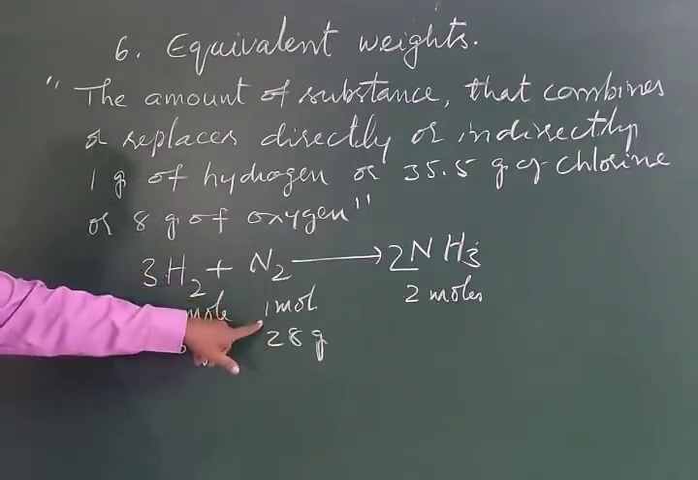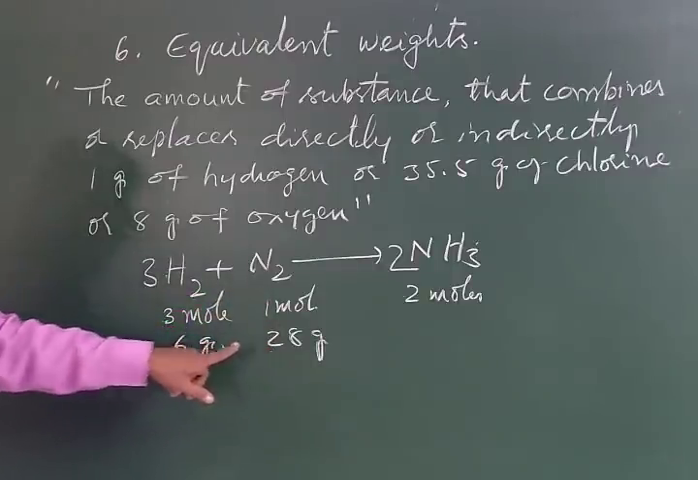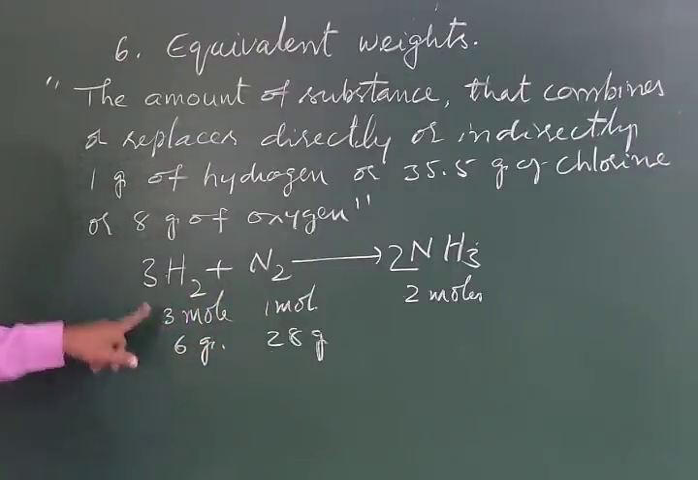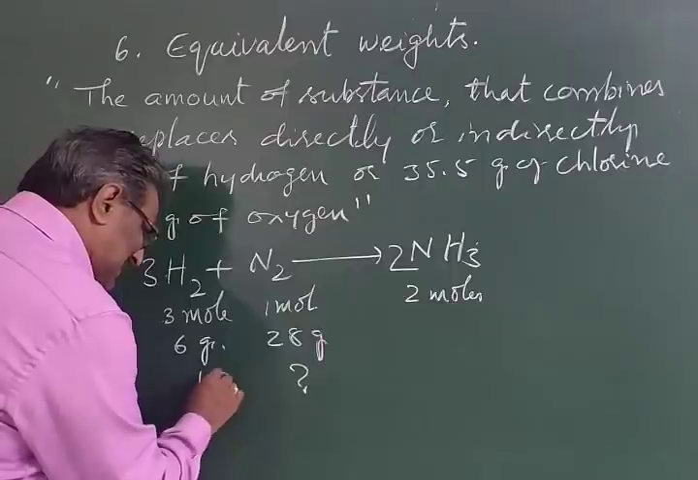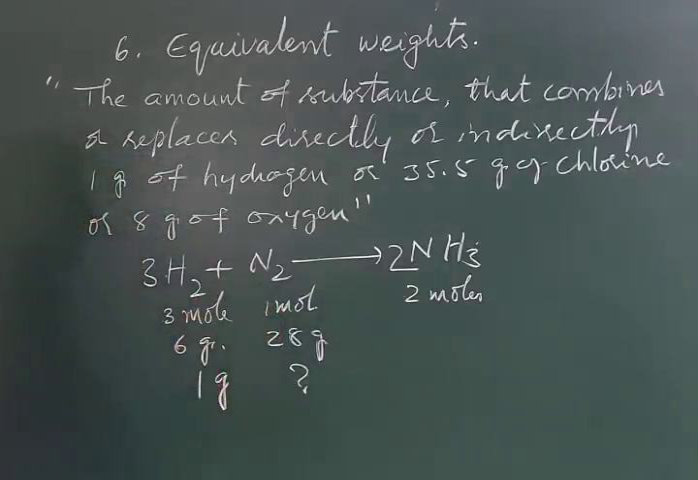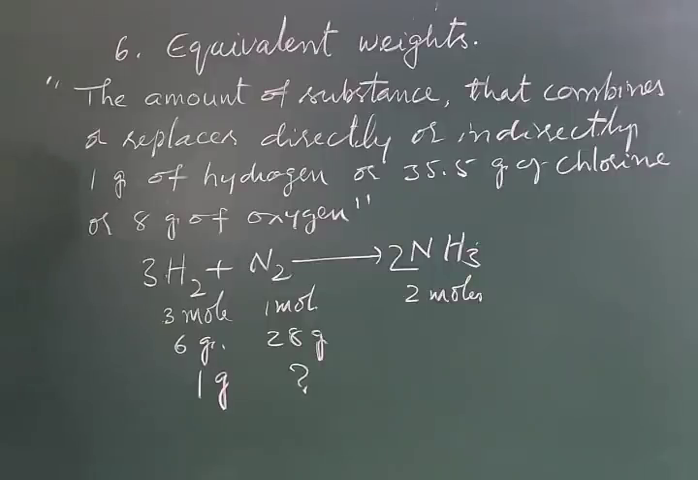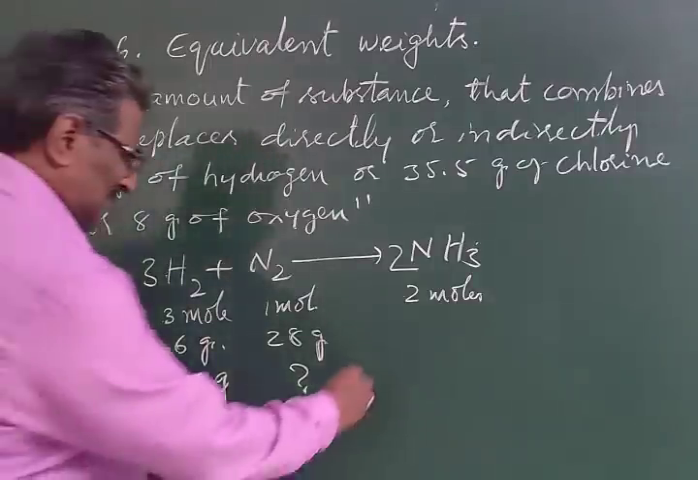28 grams of nitrogen, that is 1 mole of nitrogen, combines with 6 grams of hydrogen, that is 3 moles of hydrogen. How many grams of nitrogen combine with 1 gram of hydrogen? Let us calculate this.